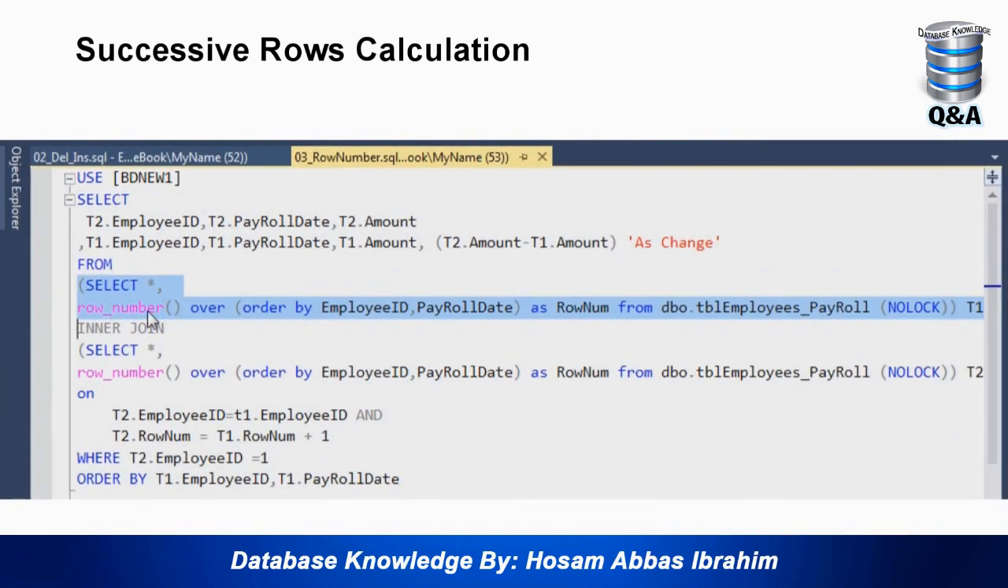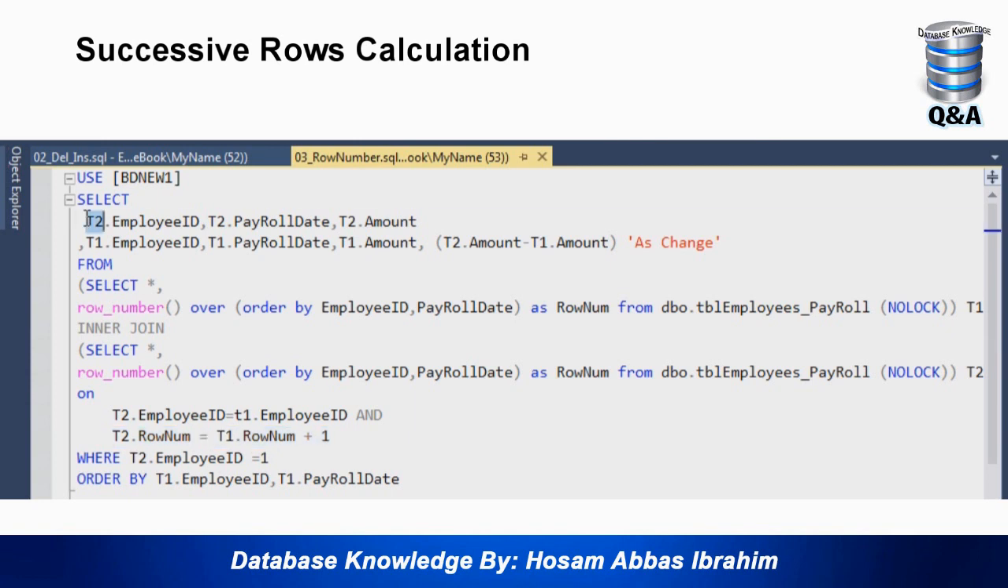I will take all the columns and the row number as we order by employee ID and payroll date, and I will call that T1, and the exact same table I will call T2. I will inner join them on the employee ID from both of them, and from T2 I will take the row number equal to T1 row number plus 1. So I am shifting T1 one row down in order to have all the data I want in one horizontal row, so I can make my calculation of the change.